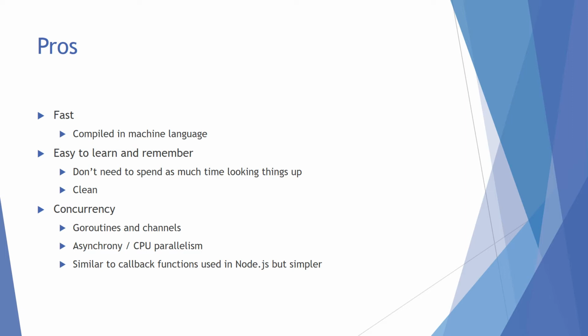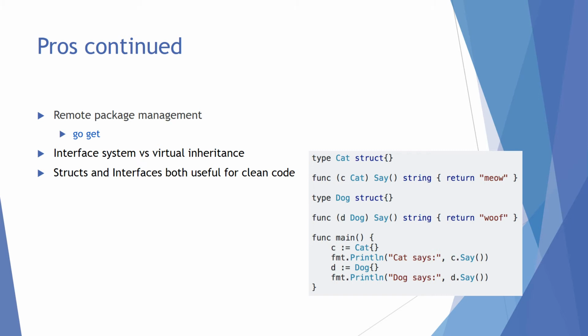So there are some major pros to Go. The remote package management system is pretty easy. If you need to, you can just use the go get command within your terminal or whatever you're going to be using to import those packages. Then there's also an interface system, which is similar to virtual inheritance that you see with C++, but it's also fairly simple to write.